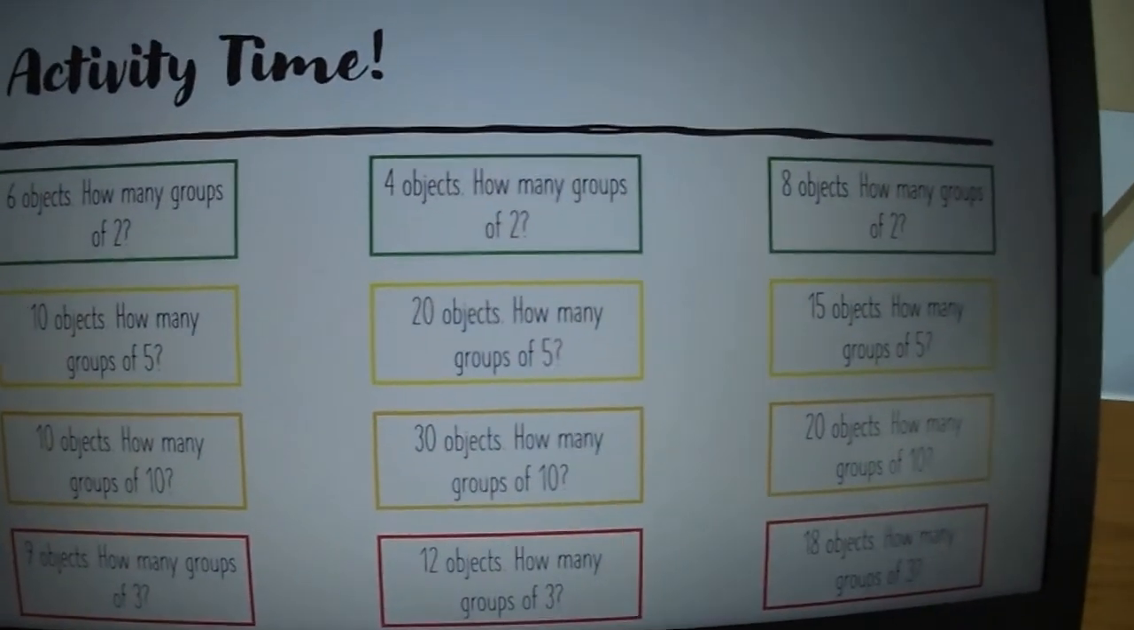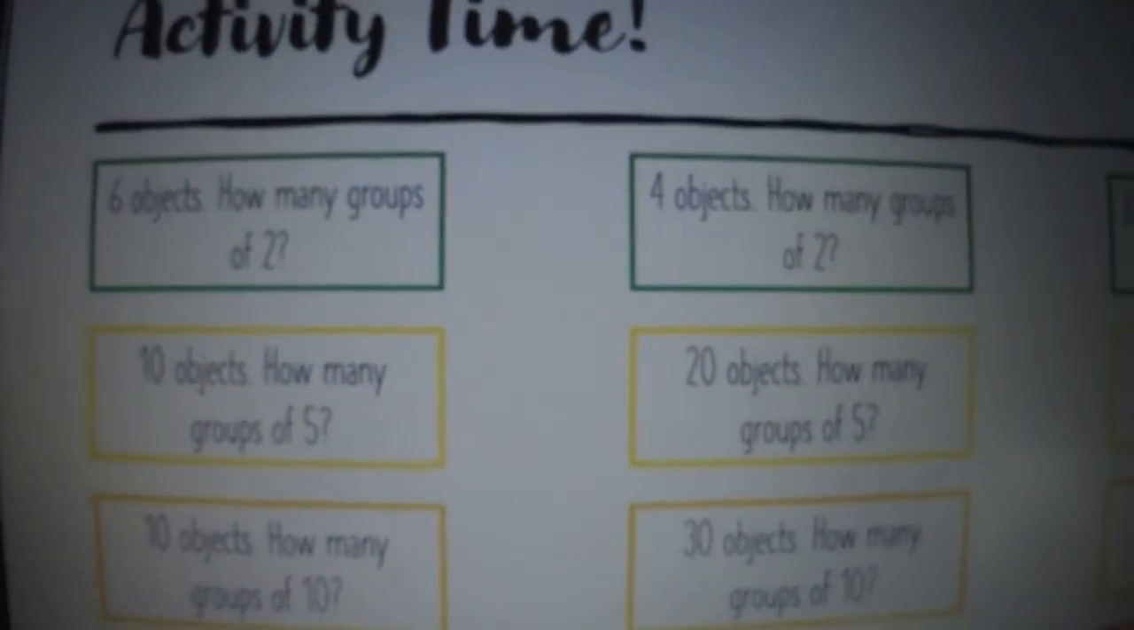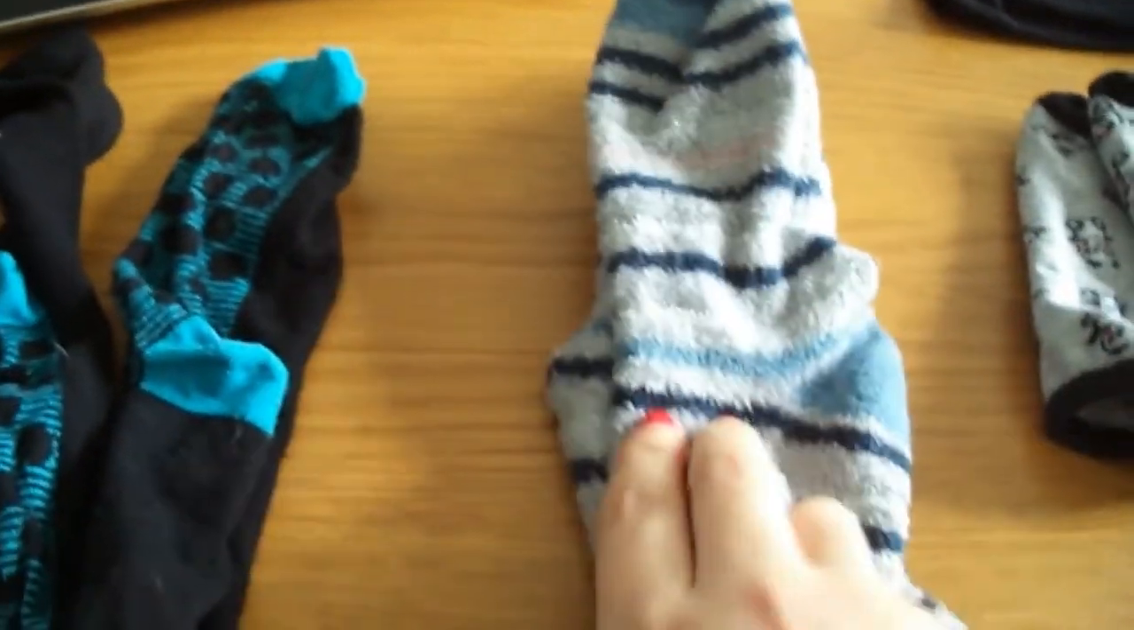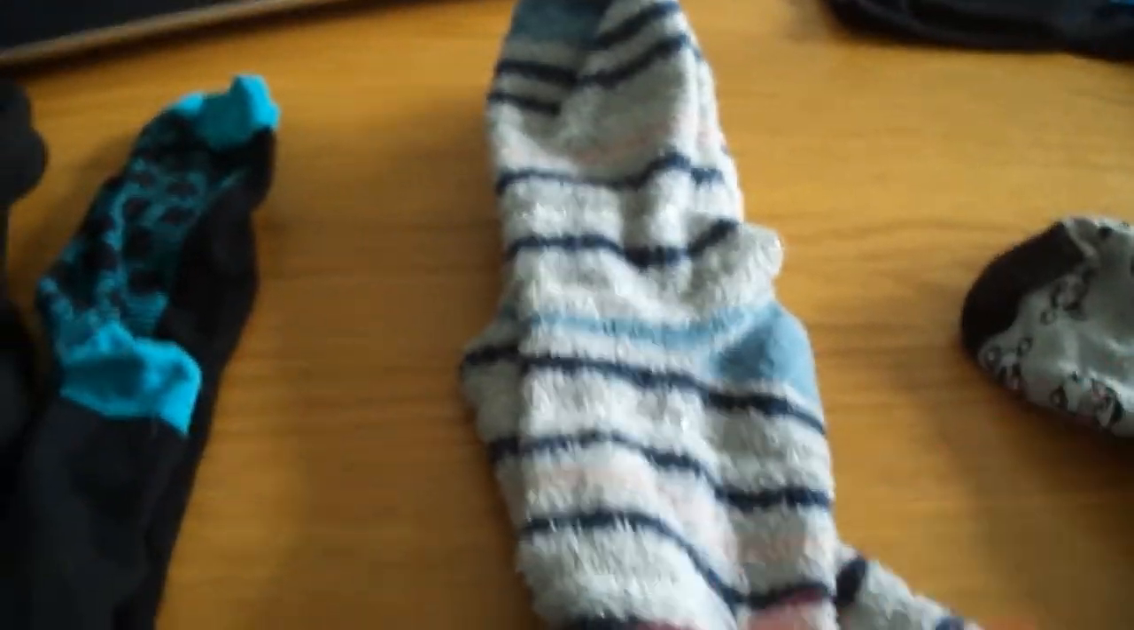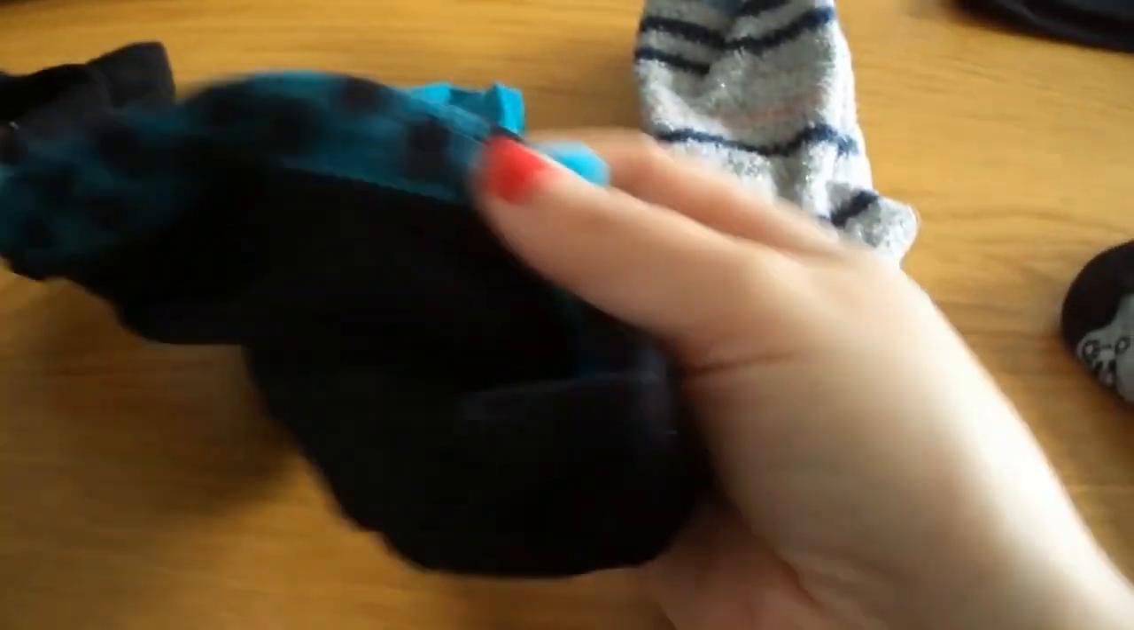Okay, I've got my activity screen up. I've got my objects, which are socks. Can you smell them? Stinky socks. Okay, first one. I need 6 objects. I need 6 socks. 1, 2, 3, 4, 5, 6. There's my 6 socks. I need to put them in groups of 2. 1, 2, 1, 2, 1, 2. So I had 6 socks, and now I've got 3 groups of 2.